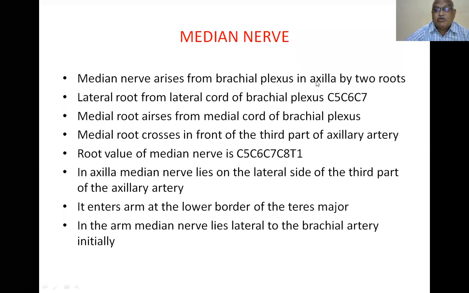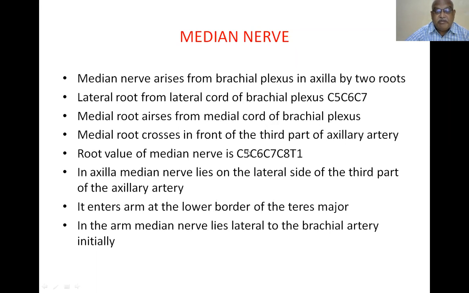Now the median nerve arises from the brachial plexus in the axilla by two roots. The lateral root arises from the lateral cord of the brachial plexus. The medial root arises from the medial cord of the brachial plexus. The root value of the median nerve is C5, C6, C7, C8 and T1.